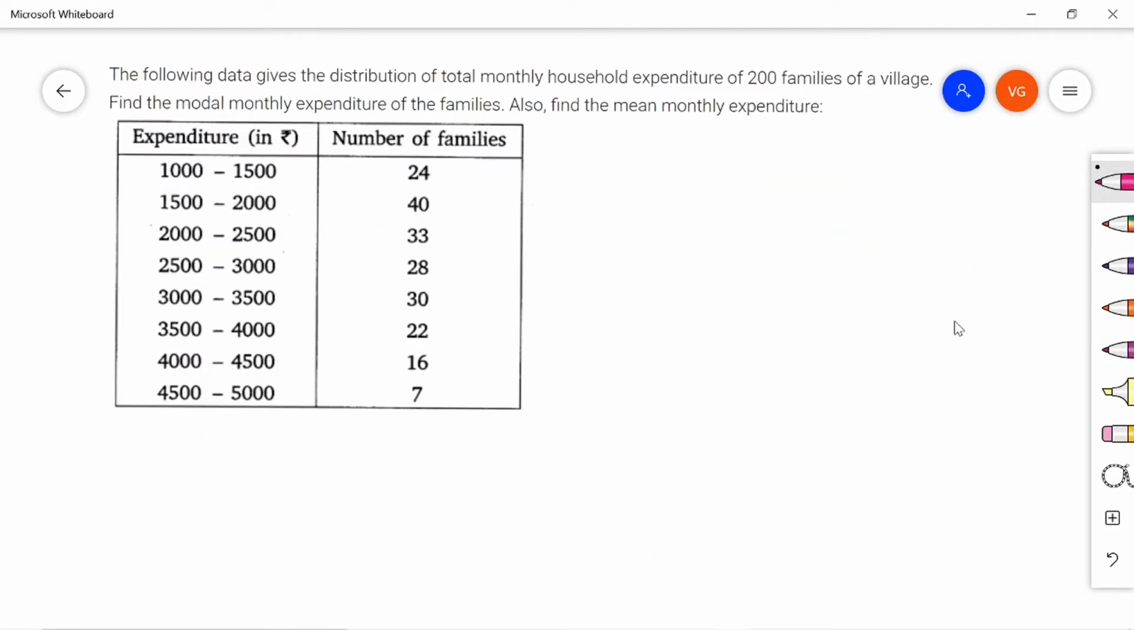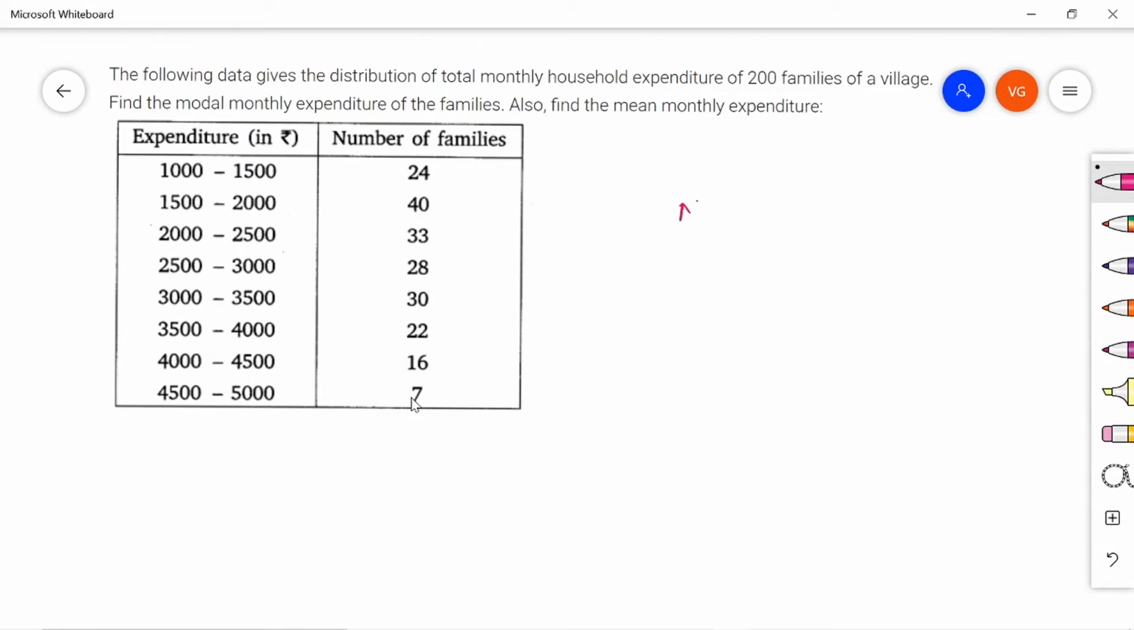The third problem in the given exercise is: the following data gives the distribution of total monthly household expenditure of 200 families of a village. Find the modal monthly expenditure of the families. Also find the mean monthly expenditure. So they are asking for both mode and mean here. The given data is expenditure and the number of families. So first calculate the mode of this given data.